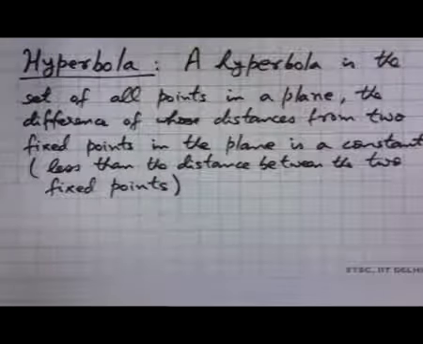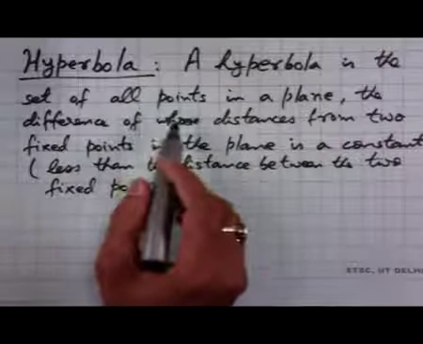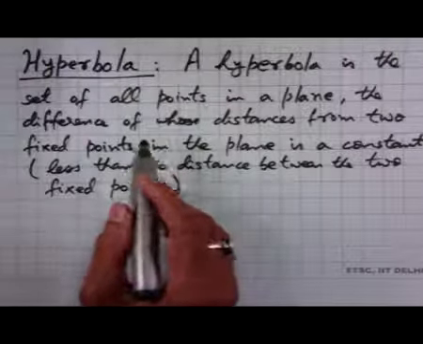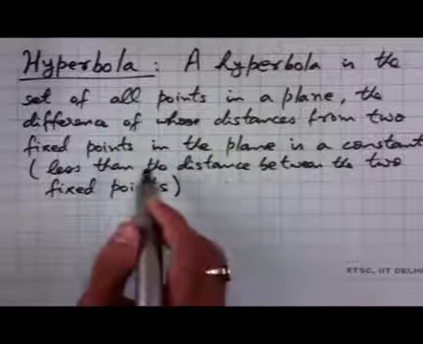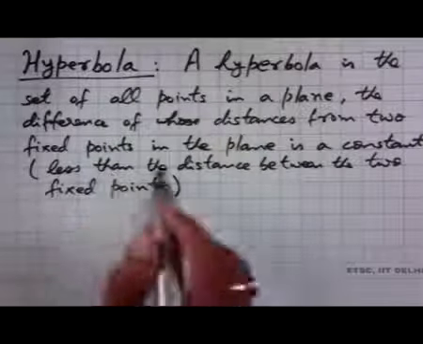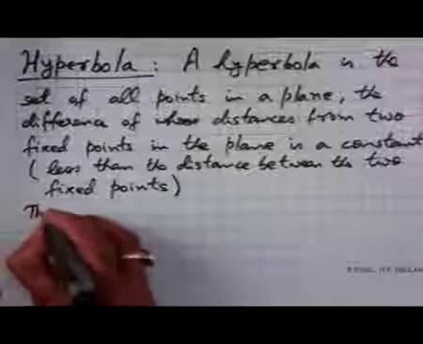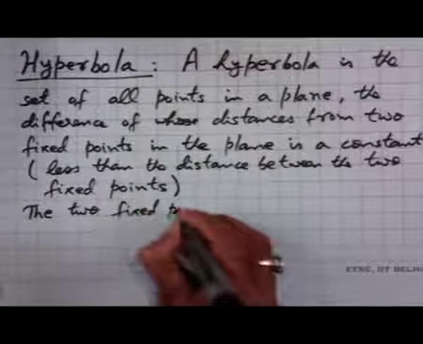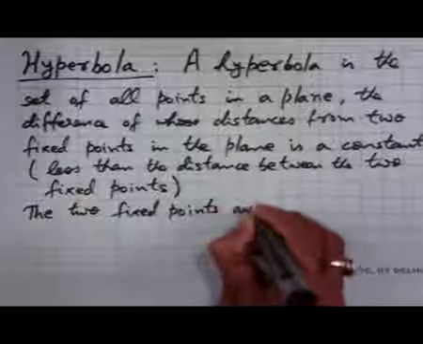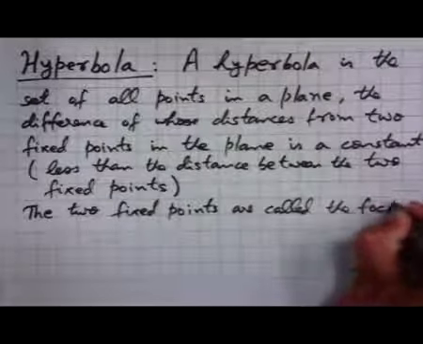So recall that we defined ellipse to be the set of all points in a plane the sum of whose distances from two fixed points is a constant. Here the difference is that instead of the sum of the distances from two fixed points, we take the difference of the distances from two fixed points. So just like for ellipse, the two fixed points are called the foci of the hyperbola.